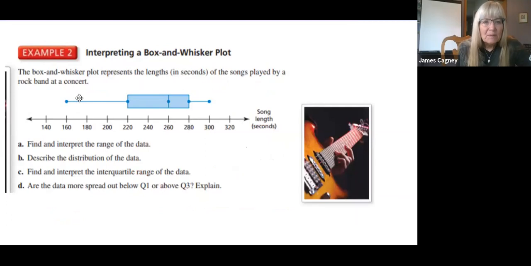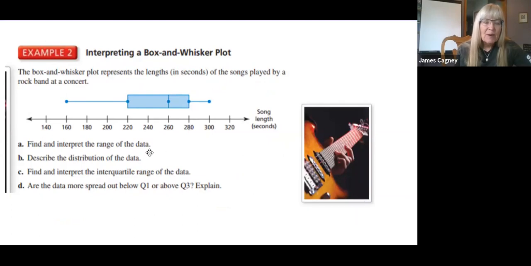Interpreting a box and whisker plot. The box and whisker plot represents the length in seconds of the songs played by a rock band at a concert. So here's the range of them. Here's all the data. Find and interpret the range. Describe the distribution. Find and interpret the interquartile range of the data. Is the data more spread out below Q1 or above Q3? Explain.